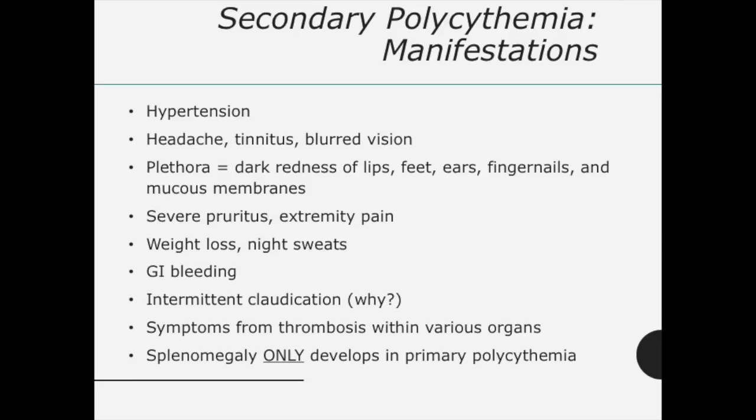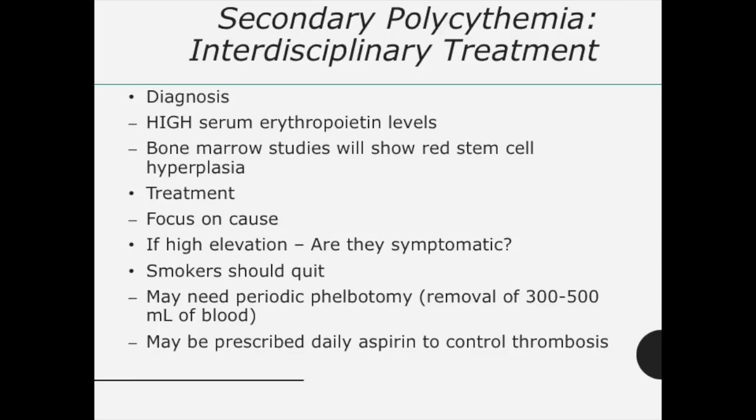So we're going to diagnose this through high serum erythropoietin levels. We can do bone marrow studies that will show that our red stem cells are hyperplastic. And then also, you're going to recognize it whenever you look at your hematocrit and notice that the percentage is much higher than it should be. So that's going to prompt more of a diagnosis phase at that point.